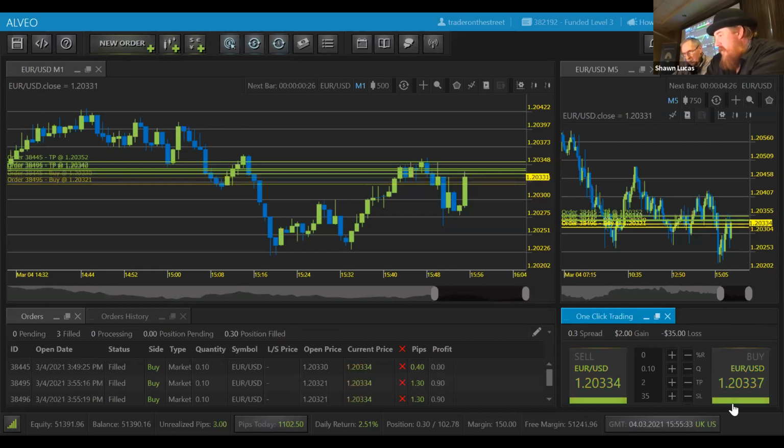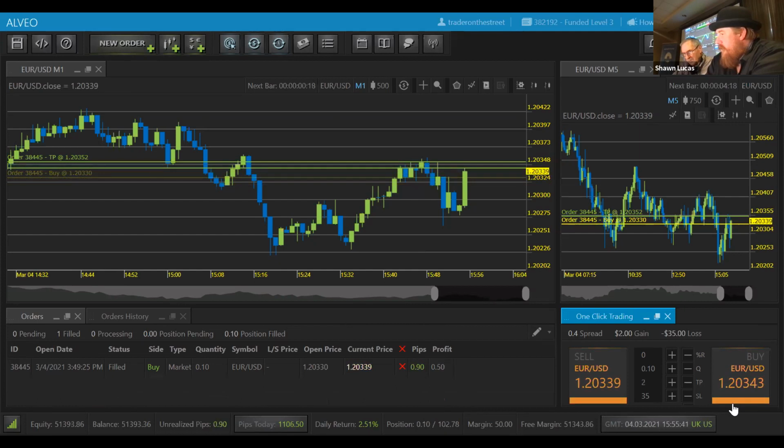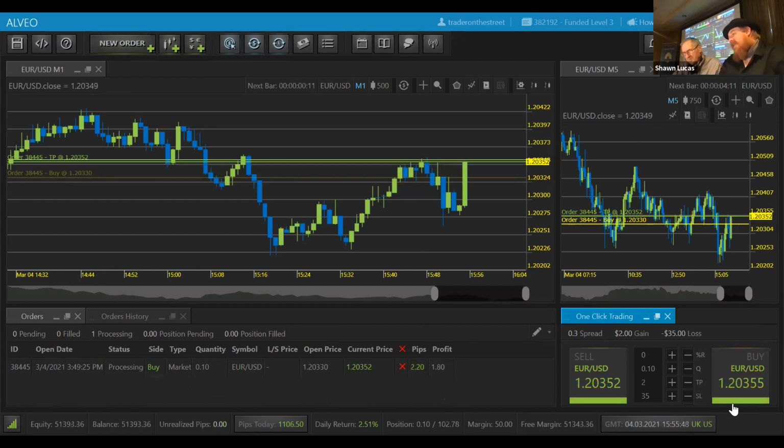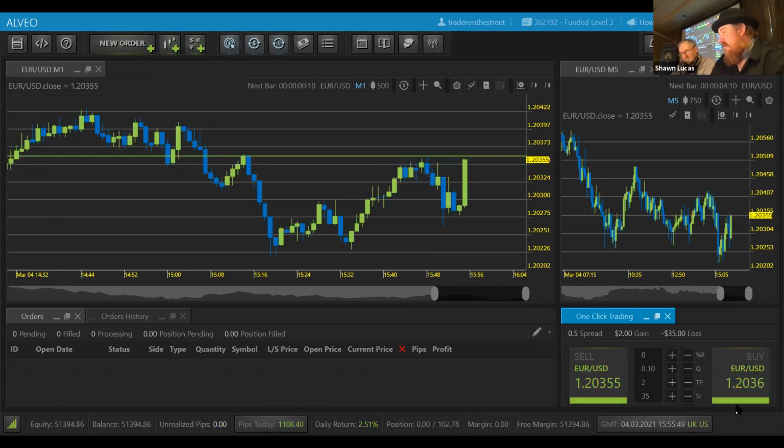Let's see if we can nab those last couple trades. Yeah. There we go. And the test of the high. That is as classic a move as you can possibly get right there. Okay, so that's what we were waiting for.